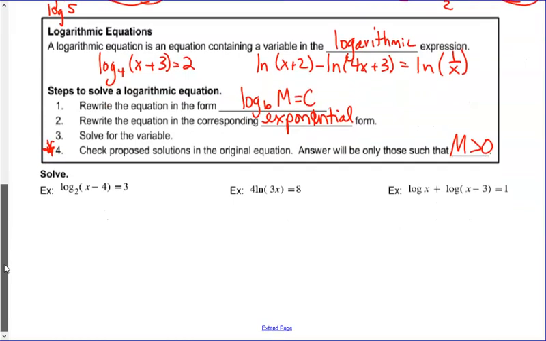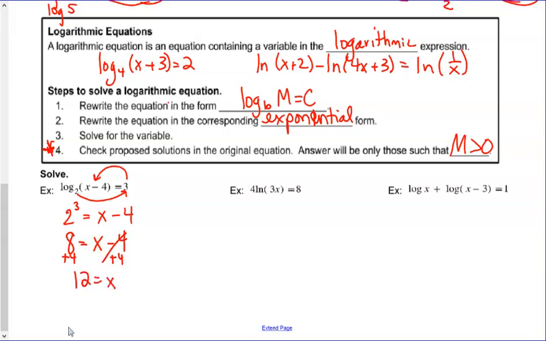Okay, so let's try a couple of these here. On this one, I rewrite the equation into that form, which I have: log base b of m equals c. Then we're going to do the corresponding exponential form, which if you recall, we took this base to that power equals this. So we would have 2 to the third equals x minus 4. And then we have to solve it. This one's not too bad. This gives me an 8 equals x minus 4. And when I add 4 to both sides, this gives 12 is equal to x.